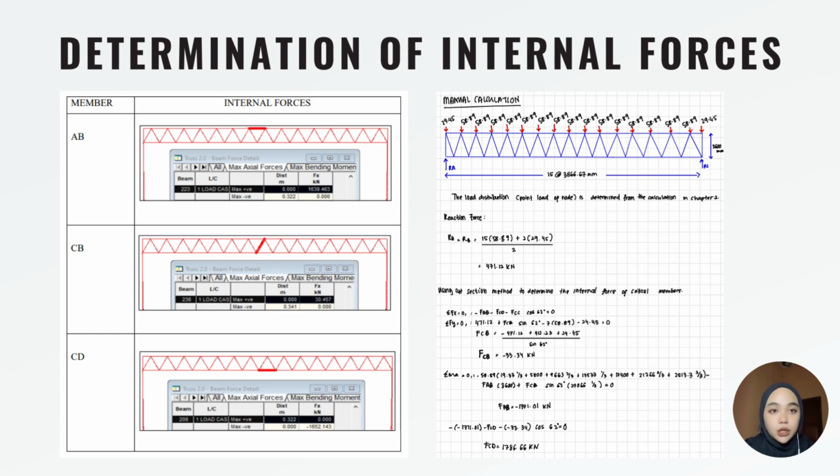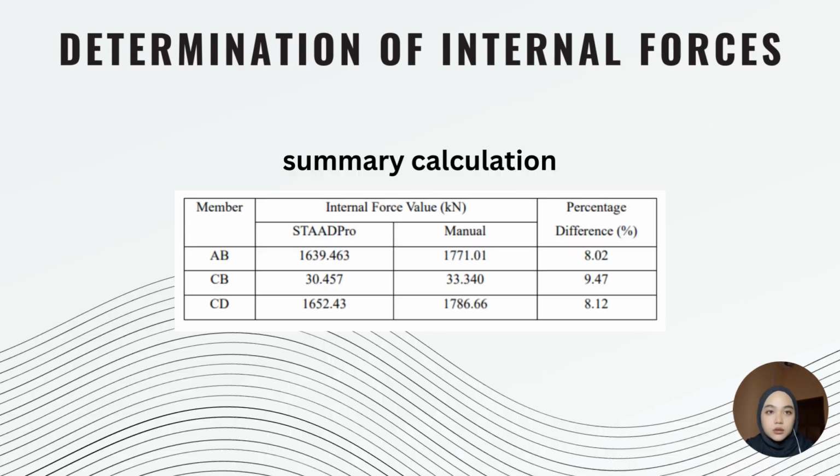Next is the manual calculation. The manual calculation uses the cut section method to compute the internal forces of the truss. So this is the summary of calculation from the StatPro analysis and the manual calculation. There is also the percentage difference between them. The percentage difference is all below 10%.